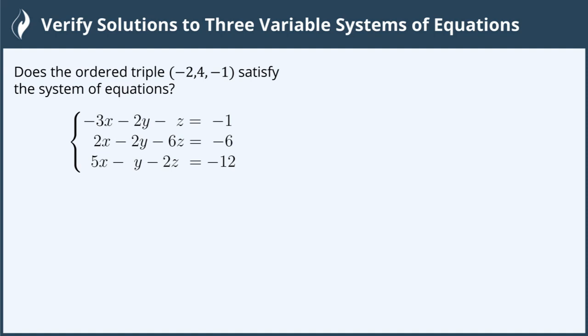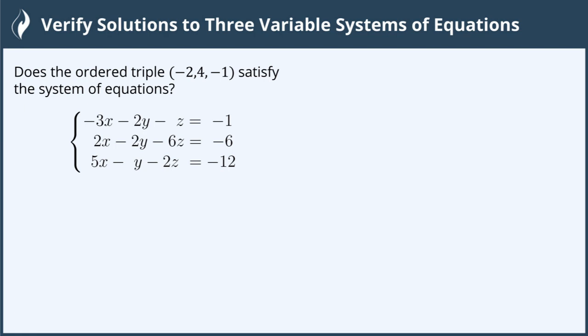In this video, we're going to determine if the ordered triple (-2, 4, -1) satisfies the given system of equations. To do that, we want to plug that point into each of the three equations. If it works in all three, then we know it is a solution to the system. If it fails in one or more, we automatically know that it is not a solution to the system.